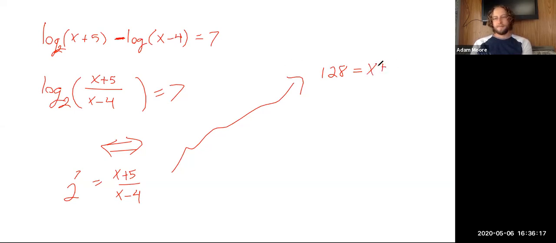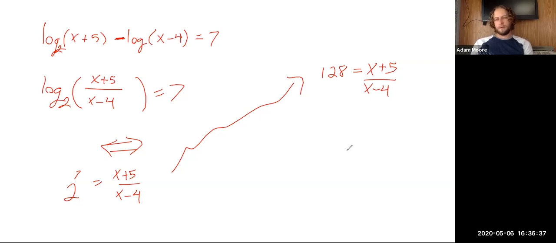Okay, x plus 5 over x take away 4. Thank you, by the way. And then from there, I need ideas from you guys. What idea do you have? I have this fraction here. I would like to not have a fraction there. How can I get rid of that x minus 4 so it's not on the bottom sitting there?